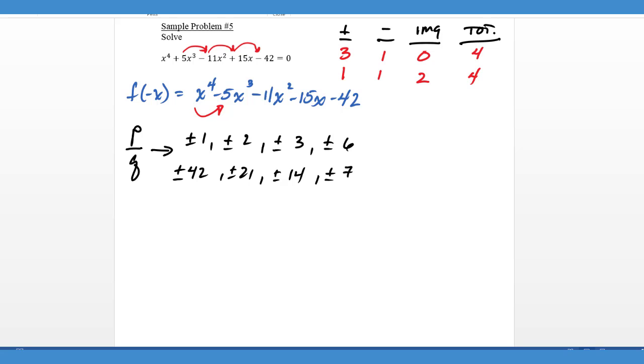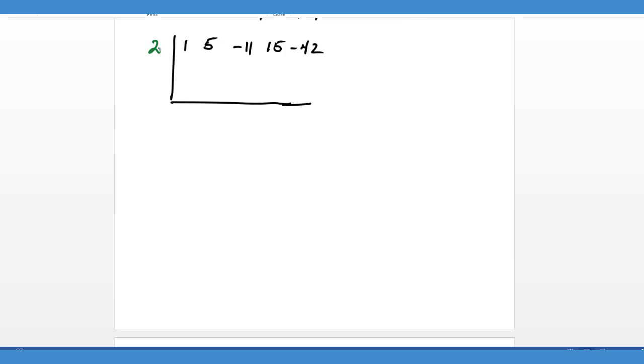Also, as you can see here, we're probably only going to have one positive root and one negative root, which through this scenario is going to leave us with 2 imaginary. So that gives us a heads up of where we're going. I'm going to do my first synthetic division with positive 2. So I'm going to go ahead and work this out, and you can see that I did get a 0 off of that.